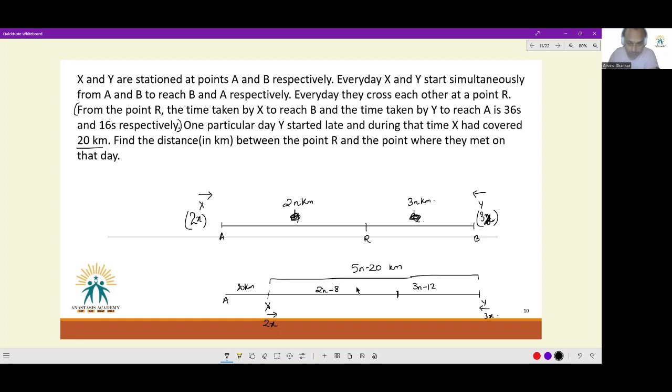Finally, what they've asked me is this gap here, from, let's say R was the usual meeting point. This is the new meeting point. I'm calling it T, their new meeting point, on this day when Y was late. What they finally asked is find the distance in kilometers between R and the point where they met on that day.